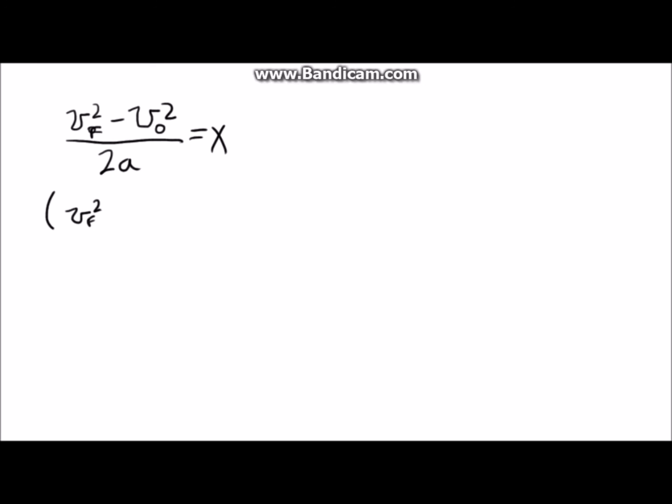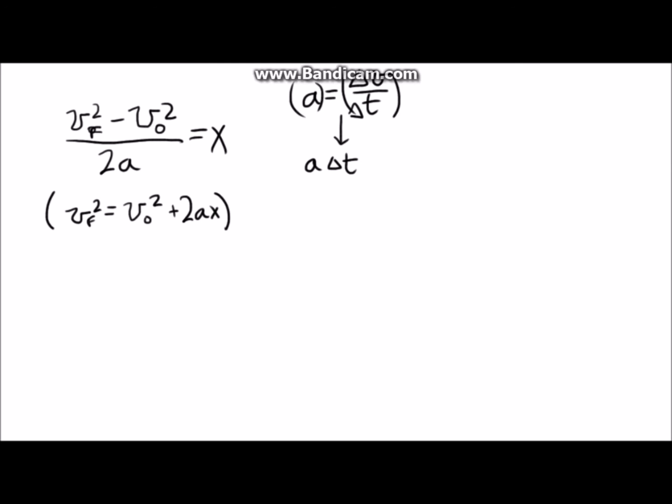Another way you might have seen this is vf squared equals v0 squared plus 2ax, but I much prefer the first version because I think it's just more intuitive. So, we've seen this before. a equals change in v over change in t.